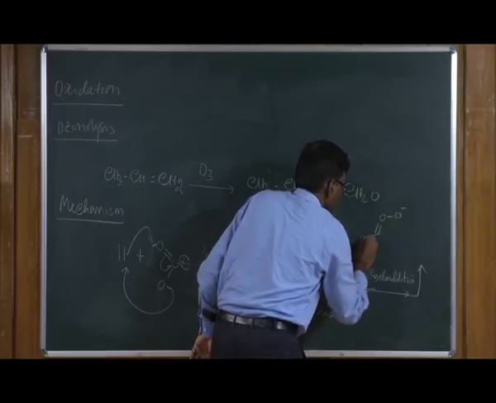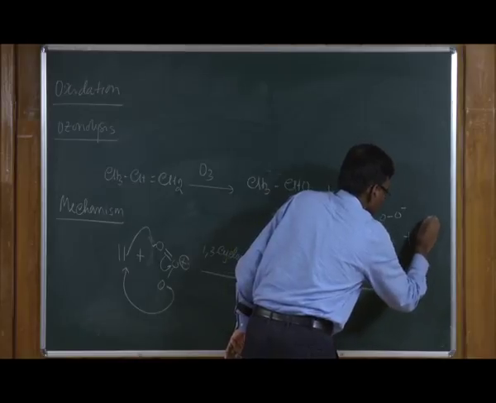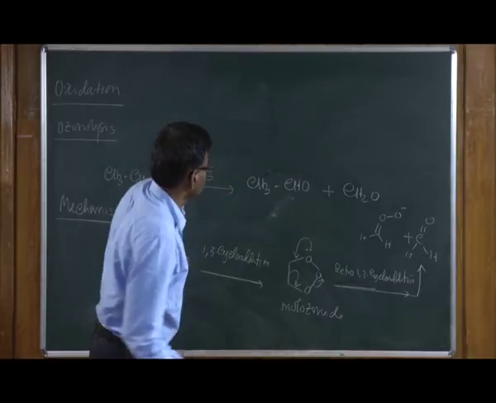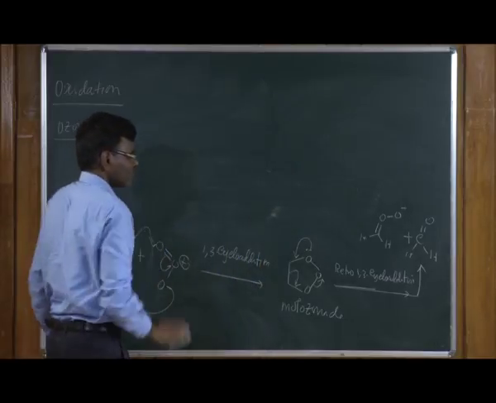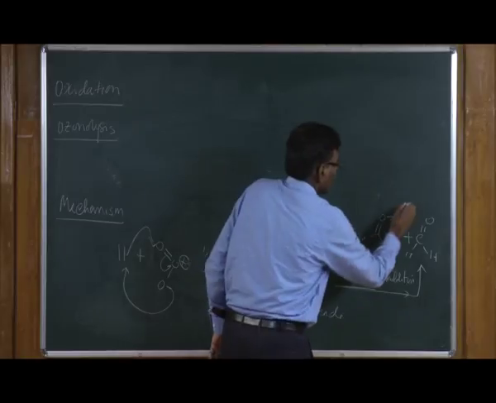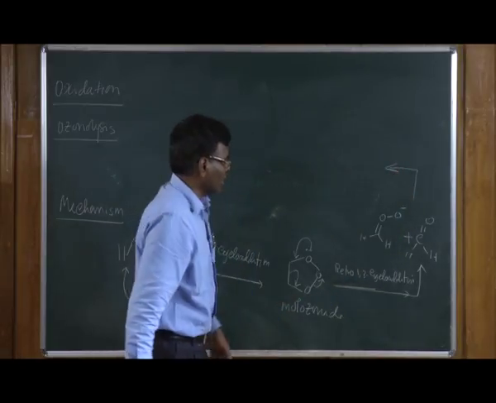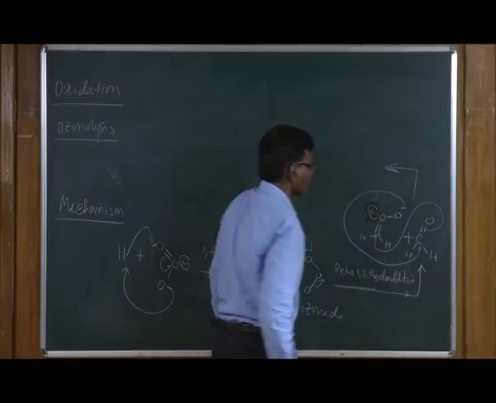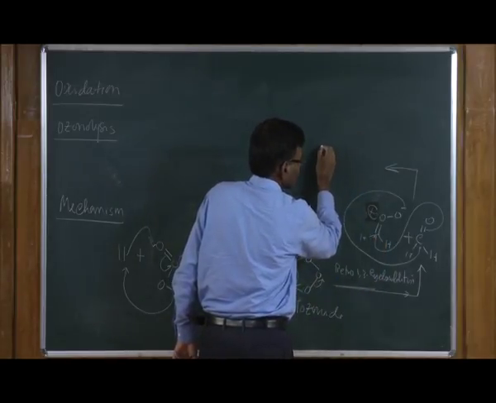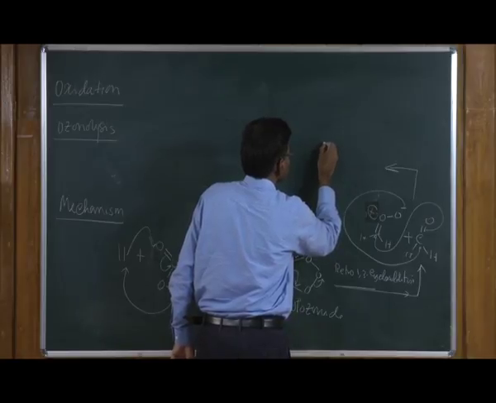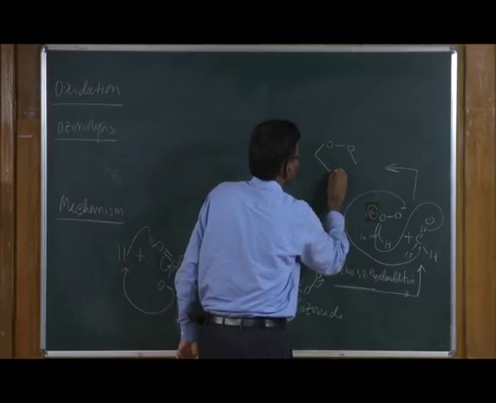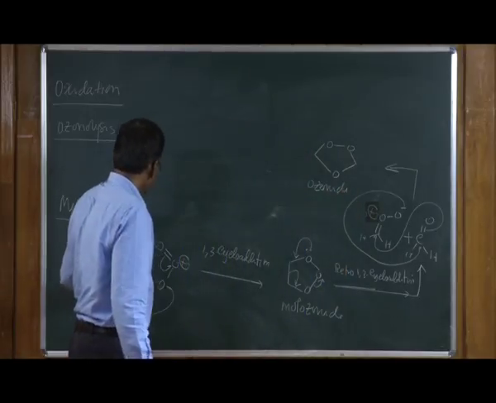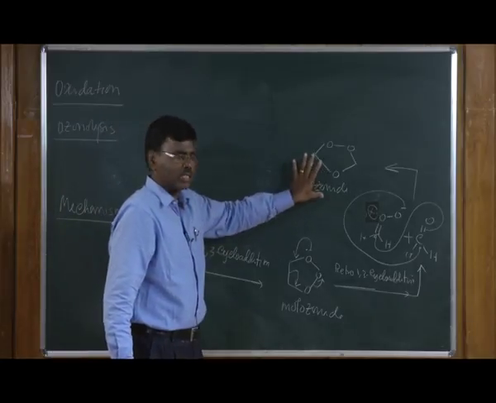You will have carbonyl oxide and a carbonyl group. This can further undergo cycloaddition reaction. This is called ozonoid. So, the addition of ozone with alkene gives this intermediate, ozonoid.